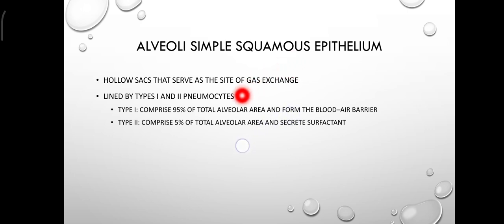And the alveolar lining, which is simple squamous, basically consists of two types of cells called type 1 and type 2 pneumocytes. Type 1 pneumocytes form the blood-air barrier, while type 2, which are 5%, these type 2 pneumocytes secrete surfactant. Thank you.